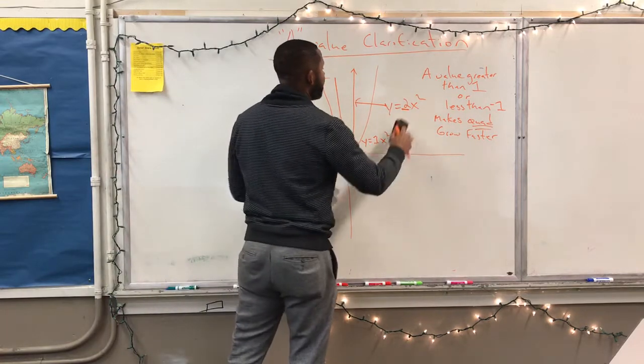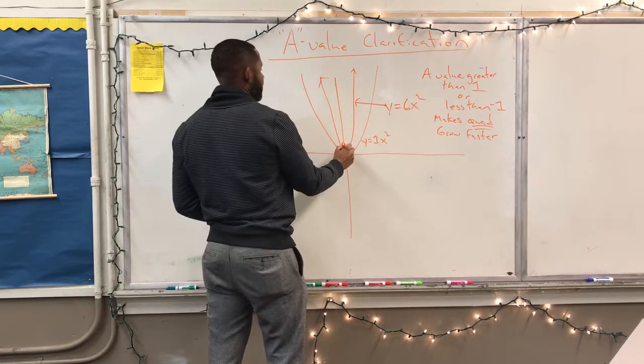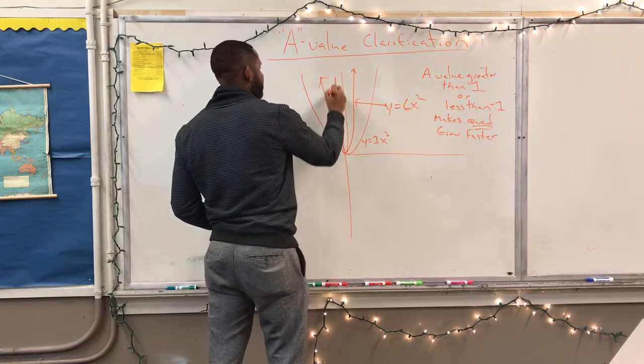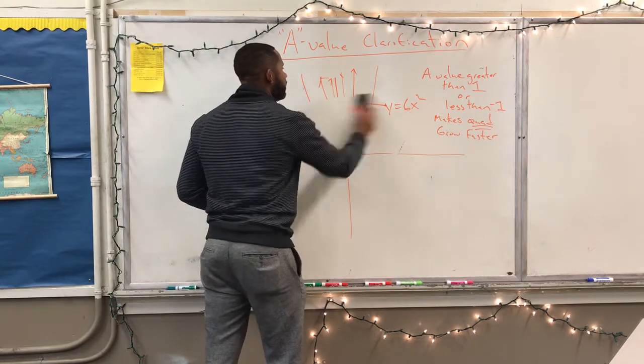So if I made this a value, let's call this like 6, right? It'd grow even faster in here. It'd get thinner, it'd go up quicker. Okay?